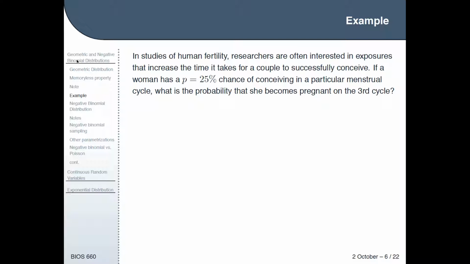Is the Poisson distribution also memoryless? No. The exponential distribution is, but the Poisson is not.